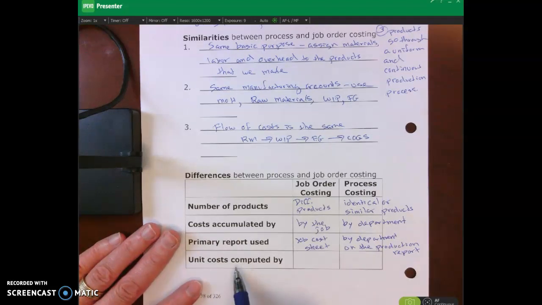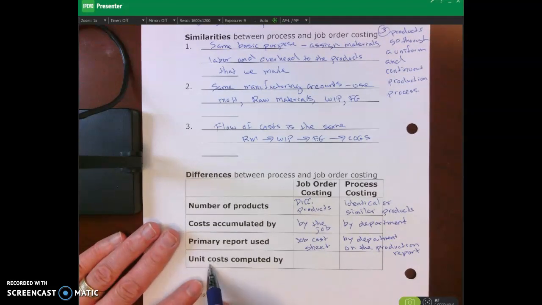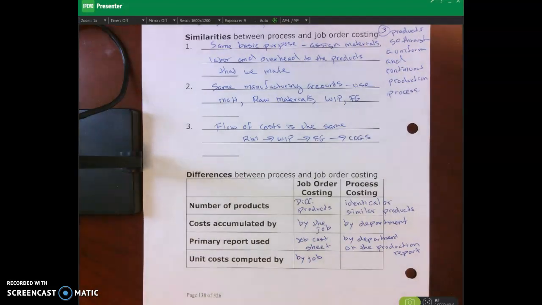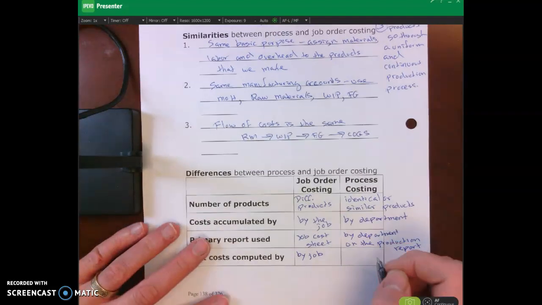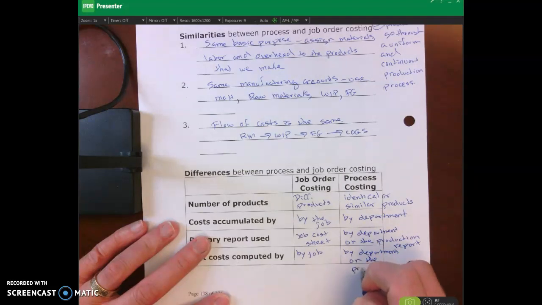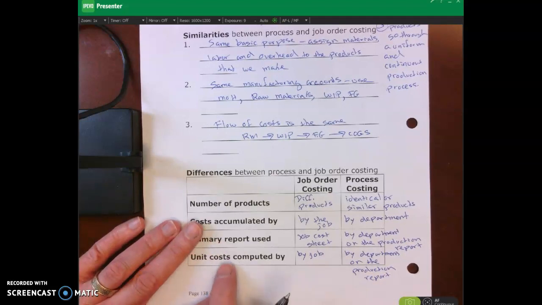In terms of our unit costs, how do we calculate those? The cost per unit, we can say by job. So remember back what we did with job order costing. We're saying here's the total cost of the job. Okay? And then over here, again, we can say by department on the production report. So our production report, as we will see later on, helps us to calculate our cost per unit. And we use our production report, and on that production report, we will calculate our cost per unit.